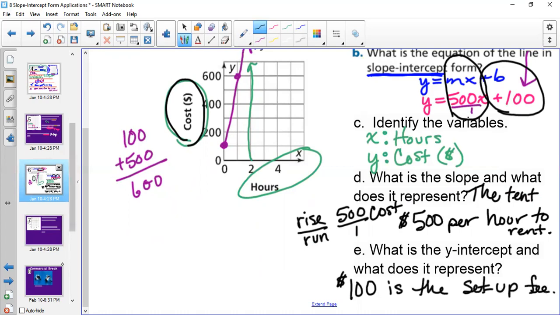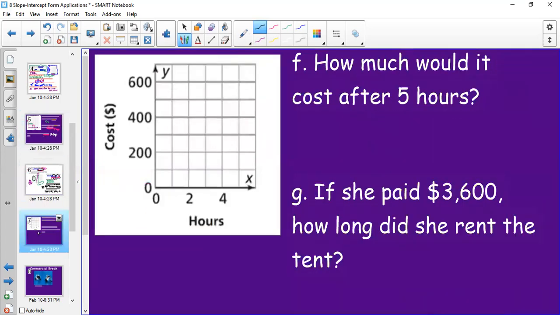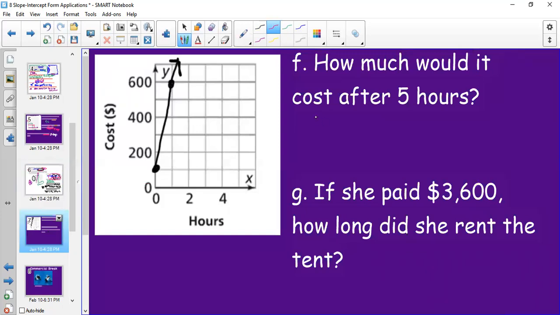Okay, so now let's answer some follow-up questions, kind of like we did the last time. If you remember the last time, we were able to use our graph, but our graph this time was not helpful. I only have 1 point on it other than the starting amount. So if I can't use my graph, I have to use something else that we already created. And we already created our equation in slope-intercept form. We're going to use that. So our equation again was 500x plus 100.